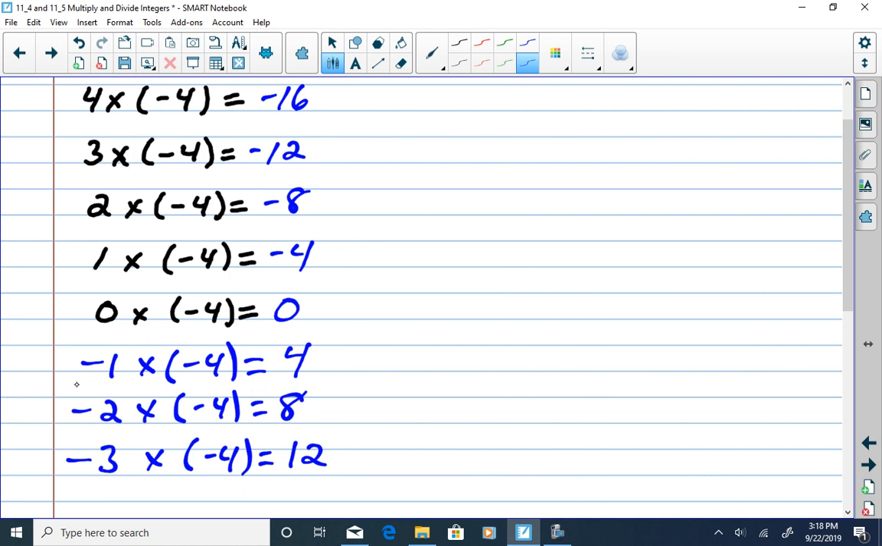The rule would be when we have a negative factor times another negative factor, our product is in fact positive. A negative times a negative equals a positive.